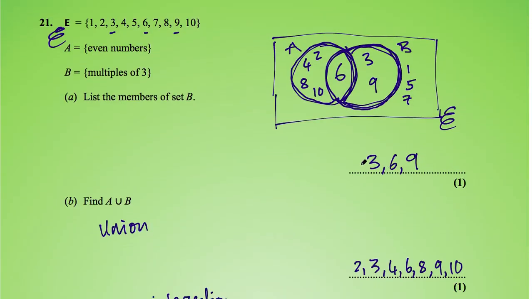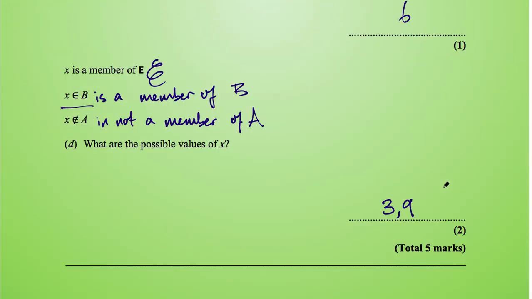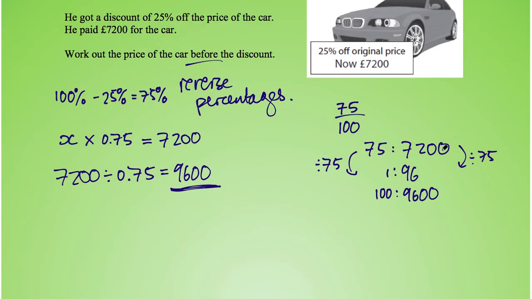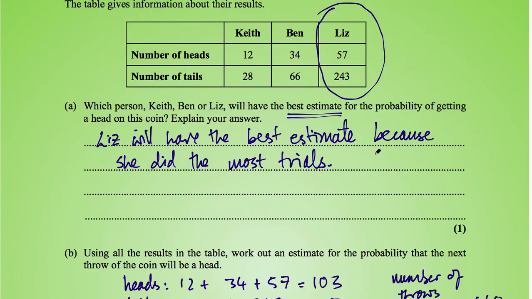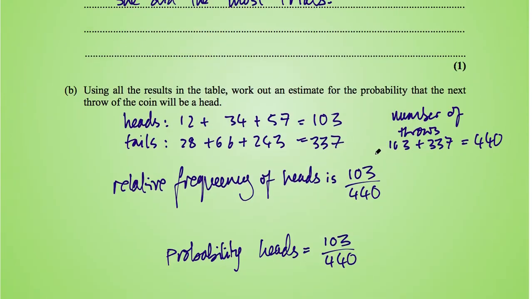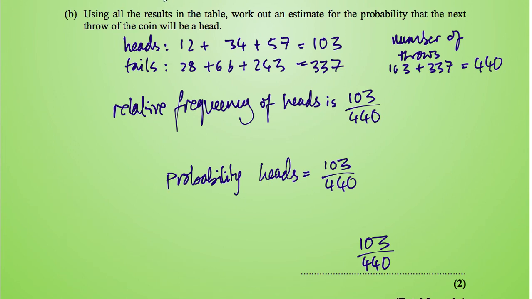Question 21, A, 369, B, all of these numbers, 2, 3, 4, 6, 8, 9, 10, C, 6, and X is either 3 or 9. It's a member of B, but not A. Question 22, reverse percentages, £9,600. And question 23, Liz has the best estimate because she did the most trials, and the probability of getting heads with the next throw is 103 out of 440.